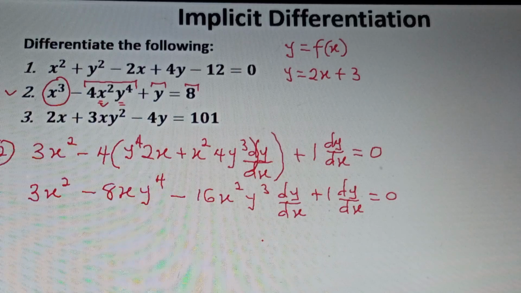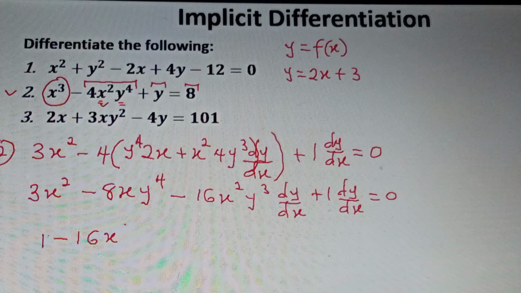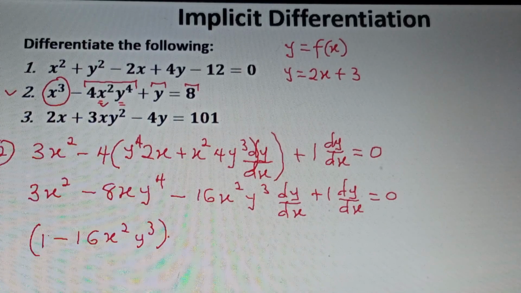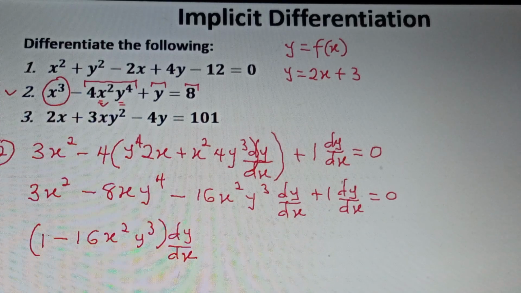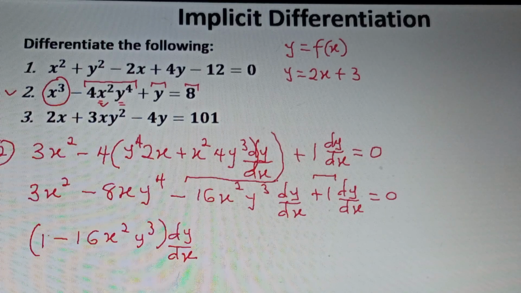So what we'll do now is to make dy over dx the subject of formula. So let me write it as 1, and then I say minus 16, x to the power of 2, y to the power of 3, before I put the dy over dx. What did I do here? I simply factored out all the ones that have the dy/dx, but I started with the positive one, which is 1, before moving to the negative, which is minus 16x squared y cubed. And then I say the dy/dx, and then I'm going to say equal to.